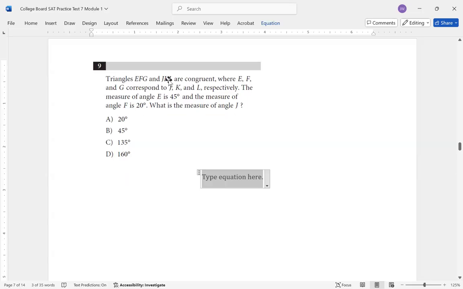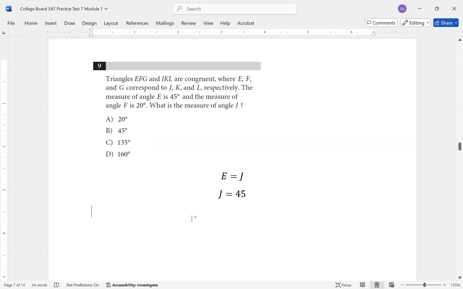EFG and JKL are congruent. EFG correspond to JKL respectively. So that means the angle measurement of E and the angle measurement of J are going to be the same. Since I know that E is 45 degrees, this means J is also 45 degrees. And therefore B is the answer. 45 degrees is the measure of angle J.